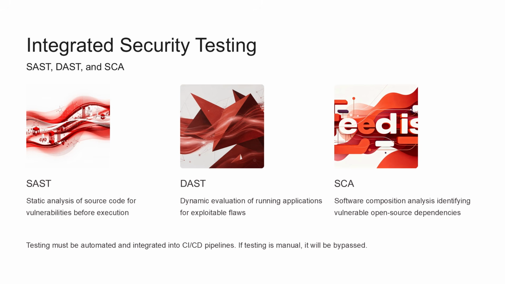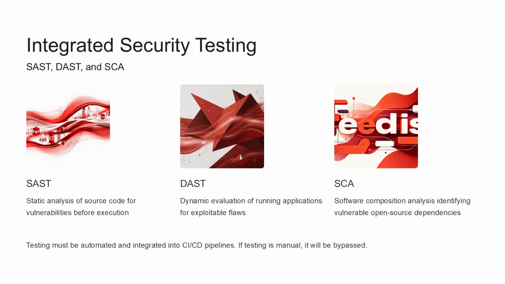Security testing must be automated and integrated into the development lifecycle. You must design a layered testing strategy. Static application security testing, SAST, analyzes source code for vulnerabilities before execution. Dynamic application security testing, DAST, evaluates running applications for exploitable flaws. Software composition analysis, SCA, identifies vulnerable open source dependencies. These tools serve different purposes. SAST helps detect coding flaws early. DAST validates runtime exposure. SCA addresses supply chain risk.